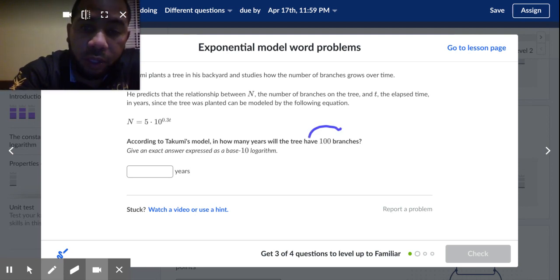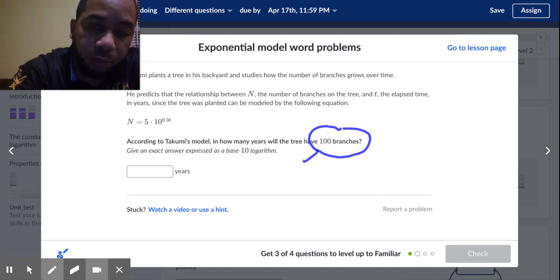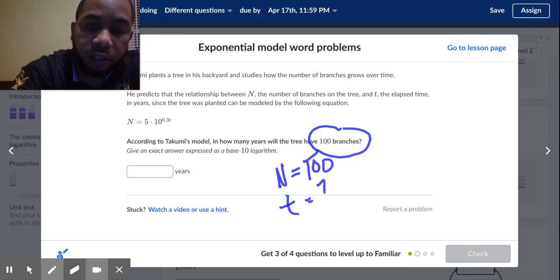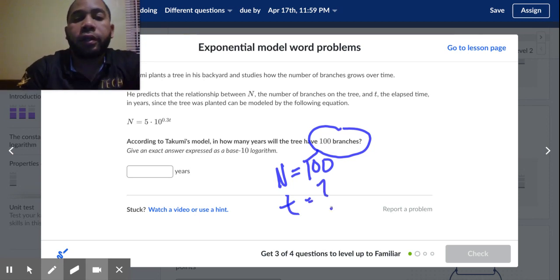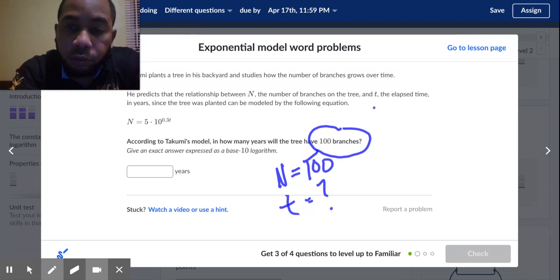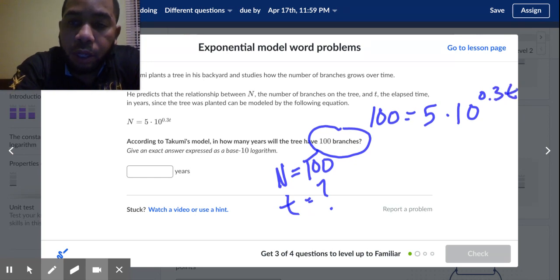So remember, what they told us here is different than the last problem. They're asking us N is equal to 100. So they're asking us to find T. On the last one, they asked us to find the number of bacteria. Okay. They're telling us the number of branches. So they gave us time last time. This time we're looking for time. Slightly different. So we set up the equation slightly different. We got 100 is equal to 5 times 10 to that power.